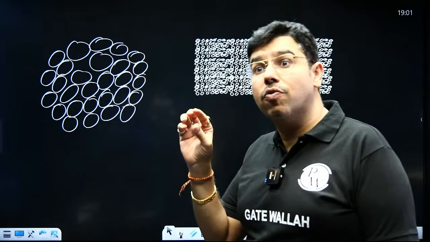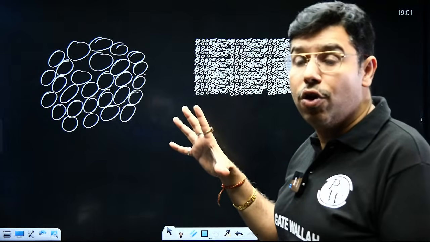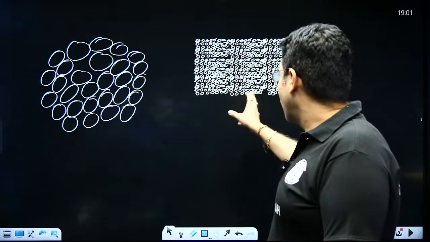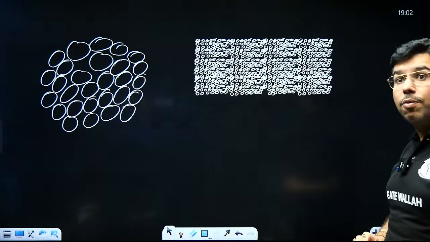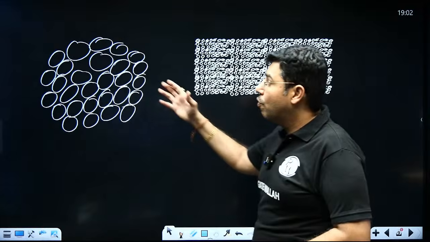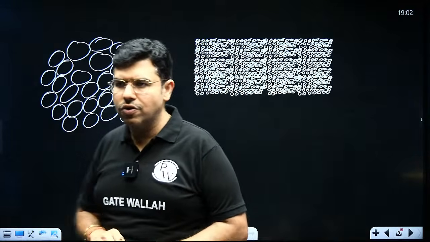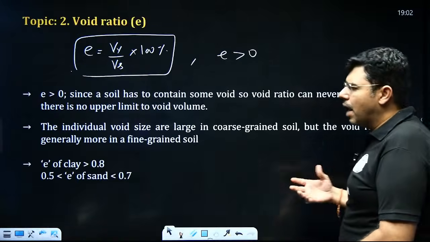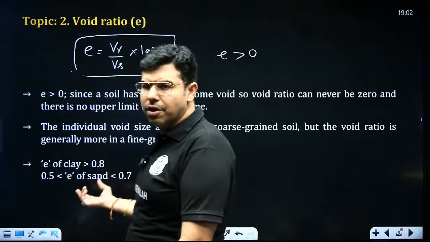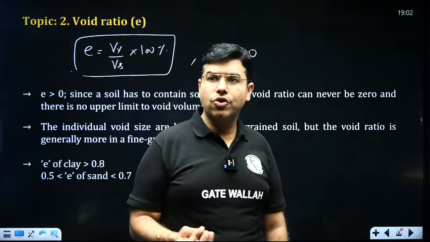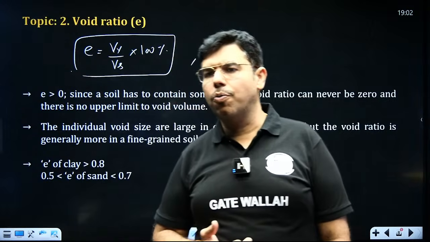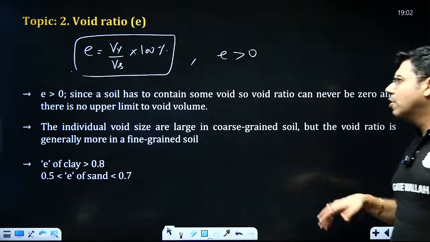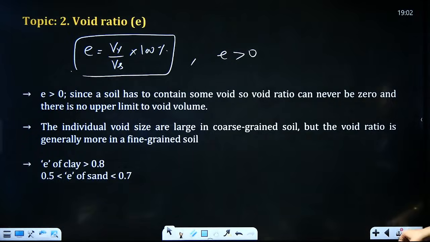As you break the soil into smaller particles, the void volume will keep on increasing. So void ratio for a fine grained soil will be more as compared to the void ratio of a coarse grained soil. You got my point? And it is seen that void ratio of clay is generally greater than 0.8, whereas void ratio of sand is between 0.5 to 0.7. So this is void ratio, second definition.